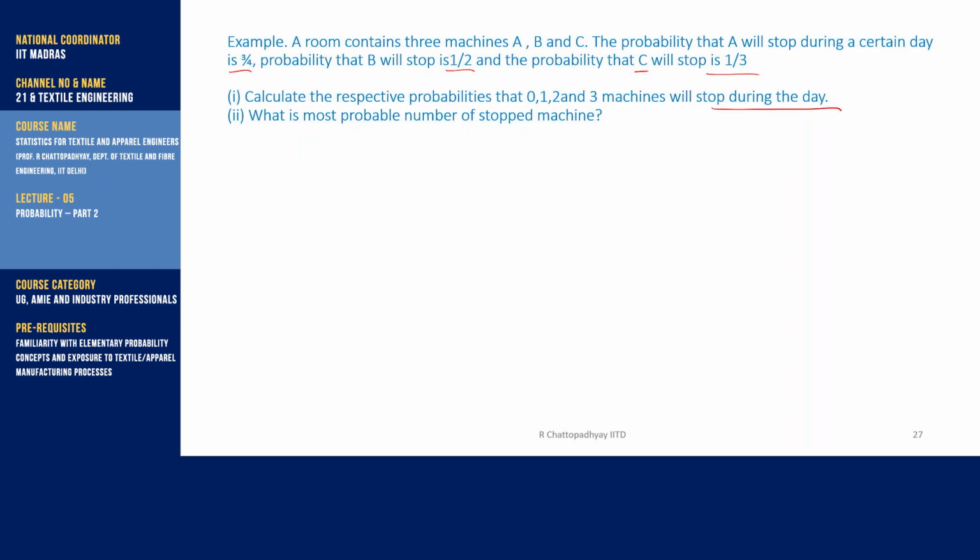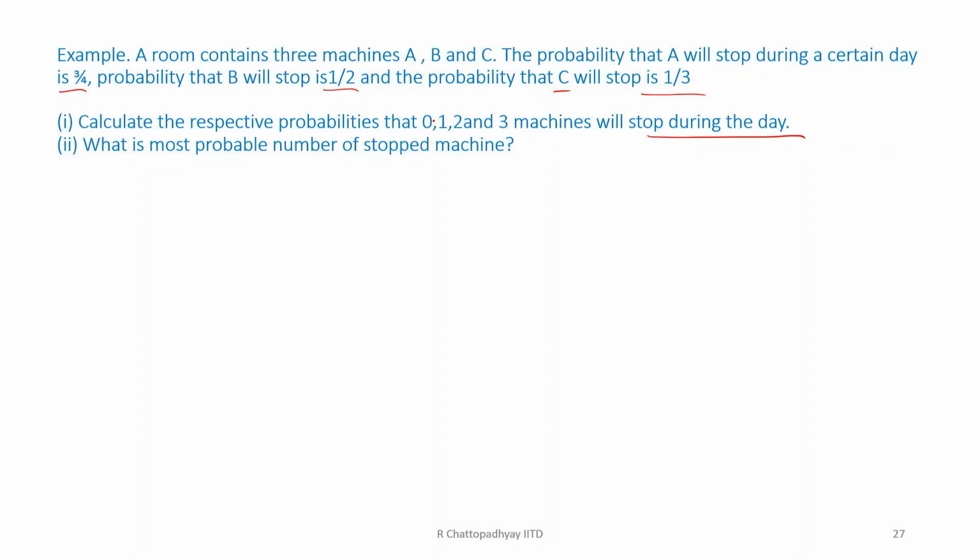In the whole day, 0 stoppage means all the machines worked. 1 stoppage means 1 machine did not work, or 2, or maximum 3, because 3 is the maximum number of machines. So outcomes could be either 0 or 1 or 2 or 3. And we have to find out the respective probabilities. And what is the most probable number of stopped machines? So find out these solutions.